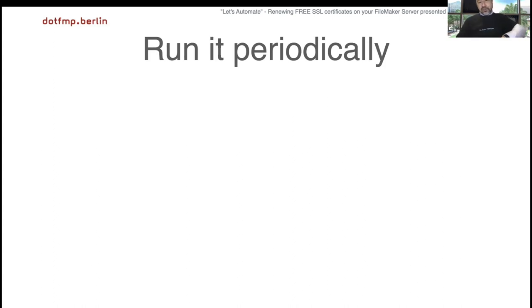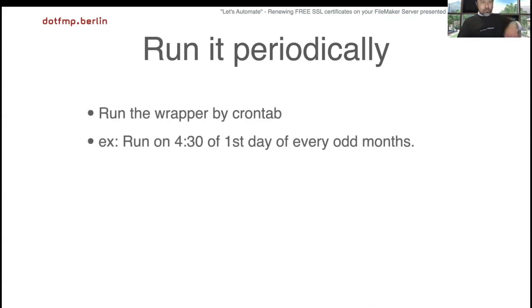And how to run the whole thing periodically? Unfortunately, this series of processes requires operating system superuser privileges. That means we can't do it on the FileMaker Server schedule. But we can use an operating system feature called cron or crontab like this.